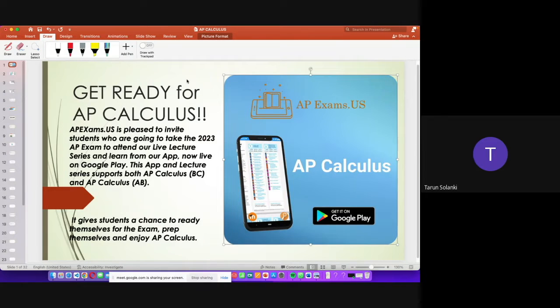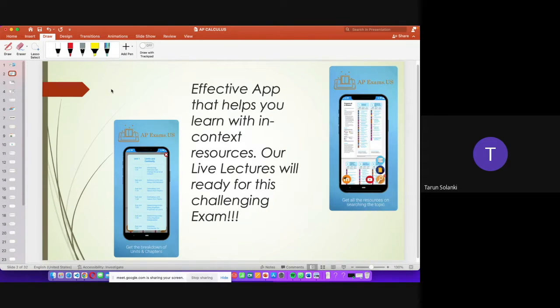Now, next thing: this app effectively helps you learn with in-context resources or live lectures, and be ready for this challenging exam. In the app we have introduced slides, textbook, videos, and questions also. So you can practice your questions and give your exams. Both types of questions are included: MCQ as well as free response type questions.